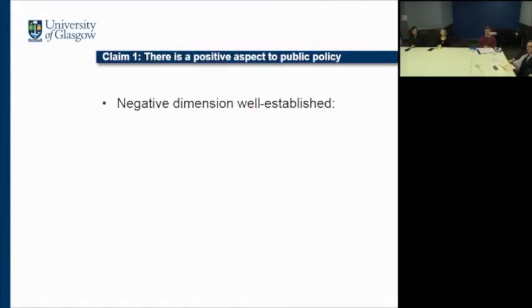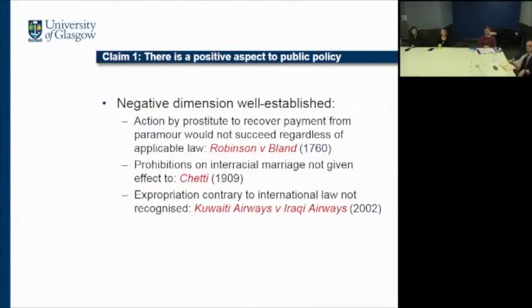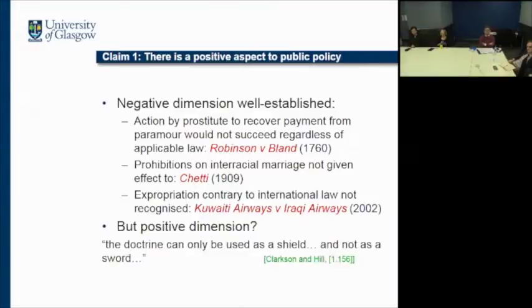Well, the negative dimension is very well established, and if you just click through, there's 3 examples here of things that public policy will not stand: actions by prostitutes to recover repayments from paramours, prohibitions of interracial marriage, and expropriations of aircraft contrary to UN resolutions. But these are all examples of negative public policy, or public policy as a shield, and in each of these an unjustifiable or an unsavoury provision was sought to be enforced, and the forum put up its shield and said, no, thank you. The question of whether there's a positive dimension has been denied in a very recent edition of a very good textbook, again using this metaphor of sword and shield.